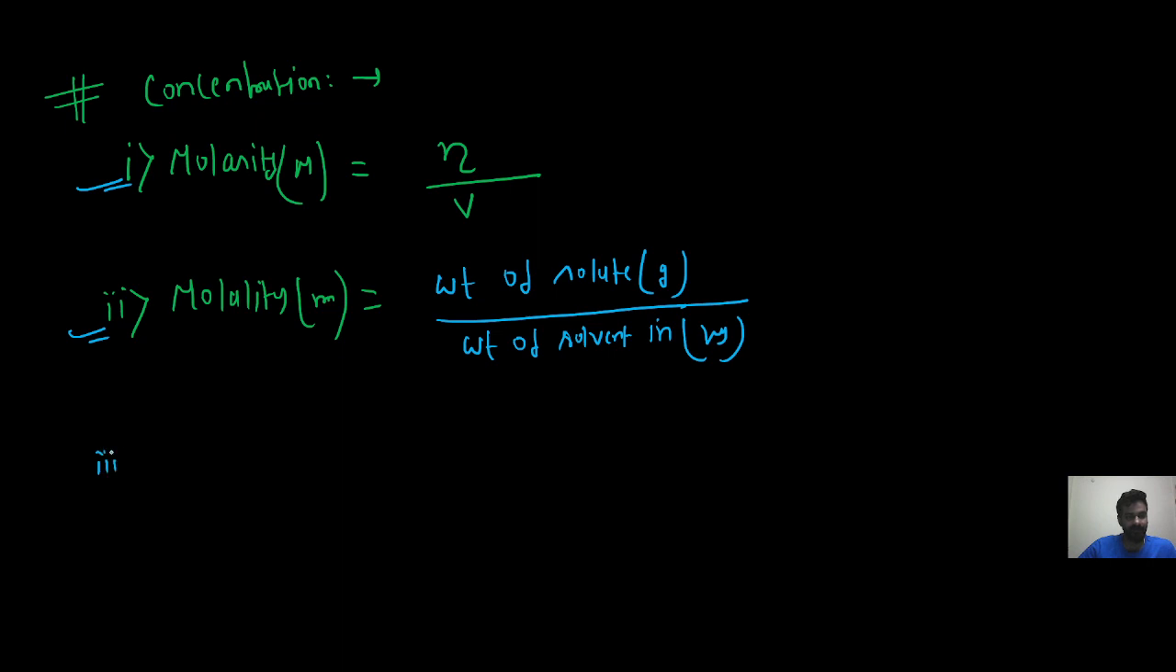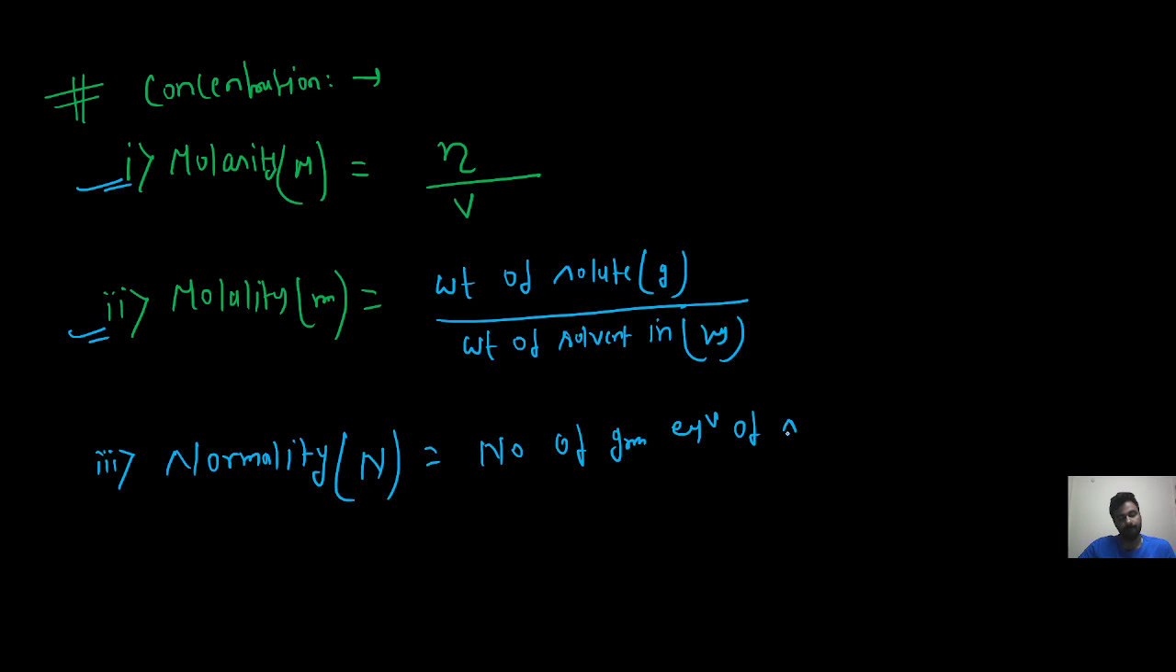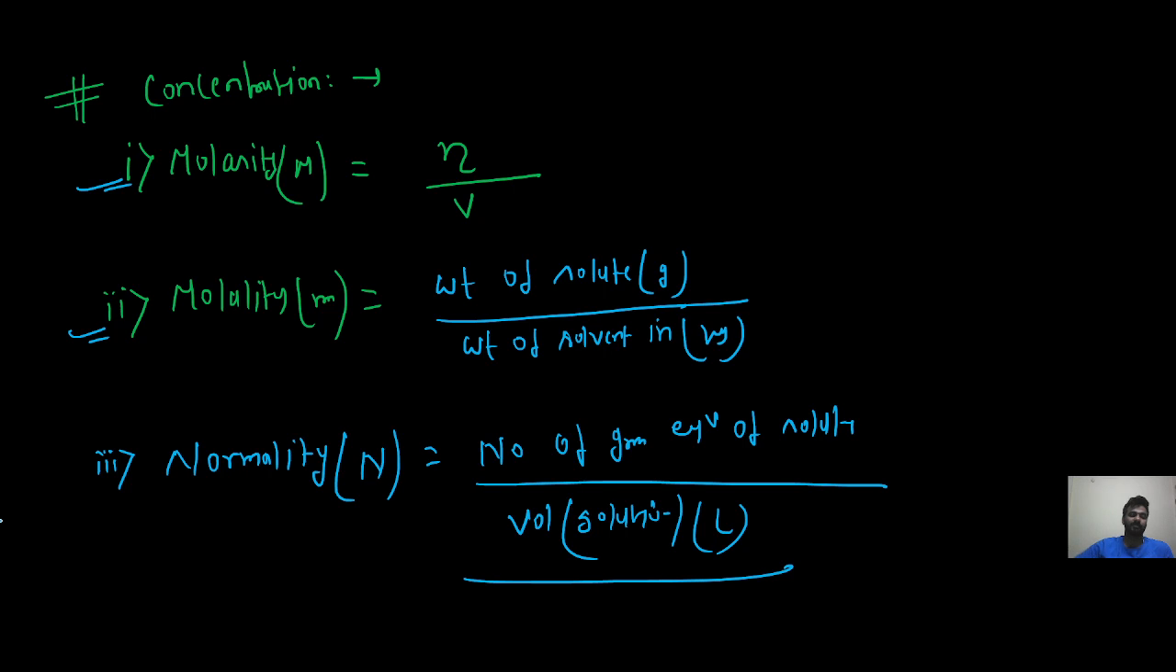Third, you can define normality, right? It is denoted by N, that is equal to the number of gram equivalents of solute divided by volume of solution in liter, right? So volume of solution in liter. So these are the basic terms of concentration.